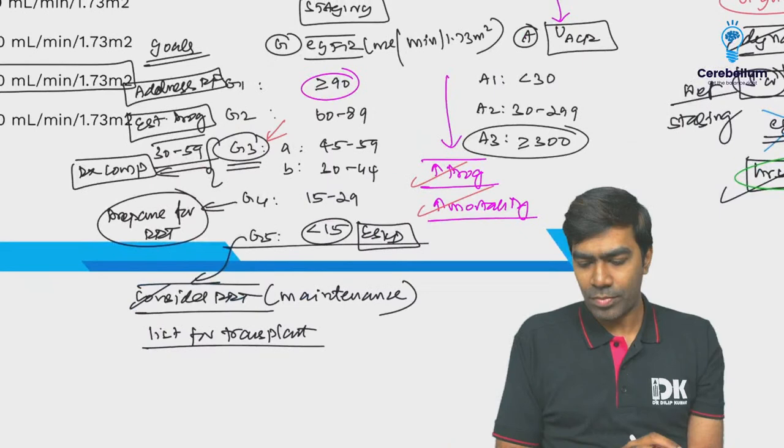Circumference with French value, okay? French value is equal to 3D. So if you want to know the outer diameter, French divided by 3. That's it. Now we can understand. So what does it mean? It means outer circumference. That's it.